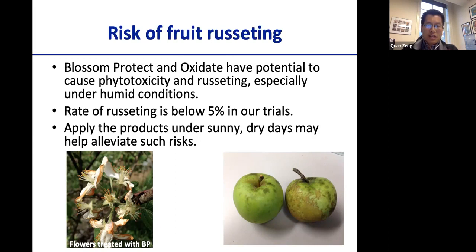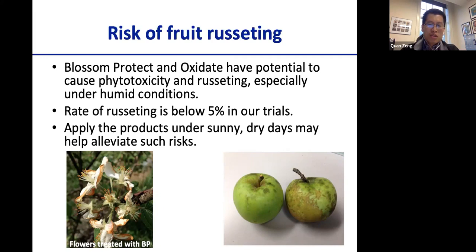The reason I'm saying it is not very compatible is because the yeast strains used in Blossom Protect are very susceptible to many fungicides used for scab or other management, especially those multi-site inhibitors. So it's tricky to coordinate the Blossom Protect application together with scab management. Further research is needed to help resolve this situation. But if you are organic growers, you don't have this problem because you don't use fungicide. So that's a good situation, at least for organic growers.